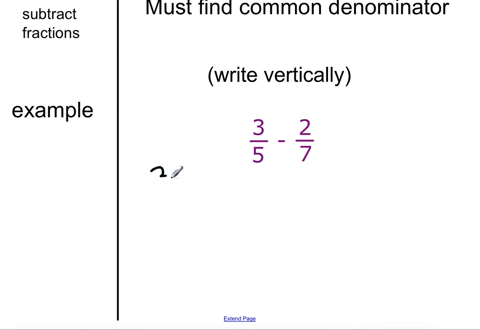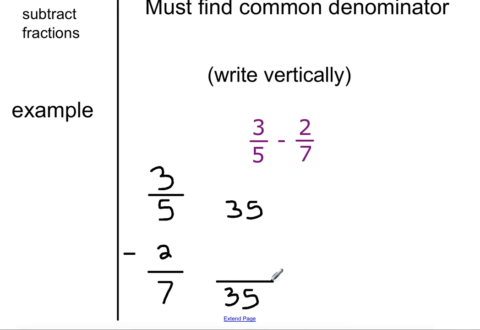All right, so I have 3 over 5 minus 2 over 7. Let's see here. I could go 7, 14, 21, 28, 35. Oh, there's a 5. So the common denominator is 35. Again, if you're unsure, get out your planner and look at your multiples or write down your multiples. 5 times 7 gives me 35, so 3 times 7 gives me 21. 7 times 5 is 35, so 2 times 5 is 10.